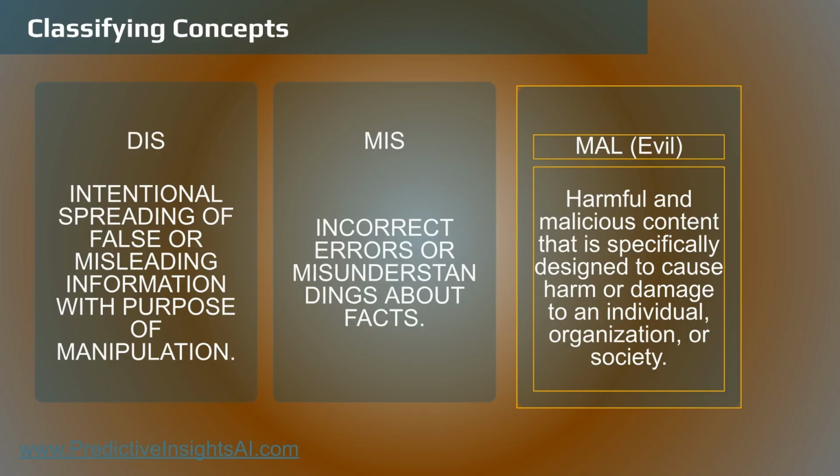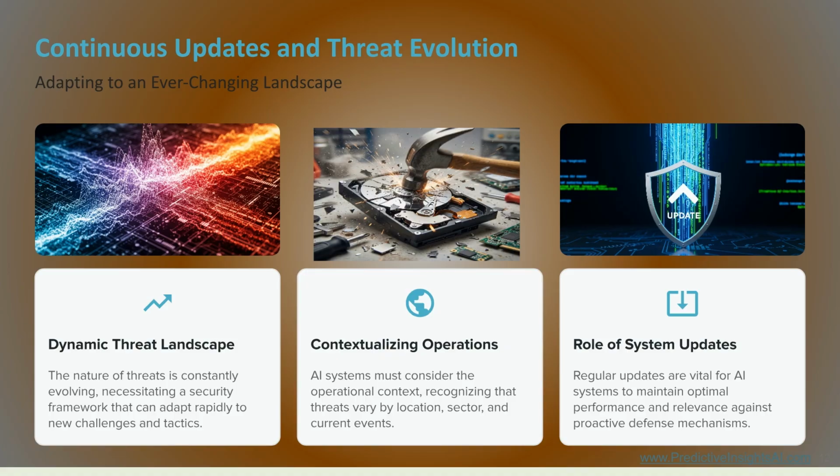To classify these concepts, disinformation is intentional manipulation. Misinformation involves incorrect errors about facts. Malinformation, or evil, is malicious content designed to cause harm. The threat landscape is dynamic and requires continuous updates. AI systems must contextualize operations and utilize regular system updates to maintain optimal performance and defense.